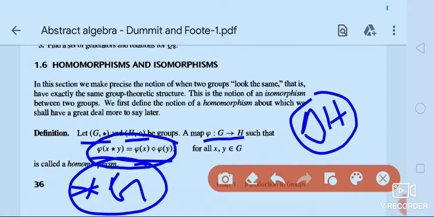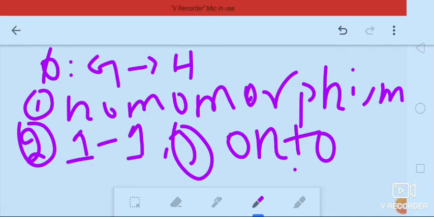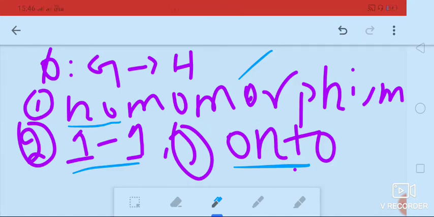Now we see the definition of the isomorphism. Pi is a mapping from G to H, and it is said to be an isomorphism if the first condition is that it is a homomorphism, and the second is that it is one-one and onto. If pi is to be an isomorphism, it should satisfy this condition: homomorphism, one-one and onto. Then only we say that pi is an isomorphism.